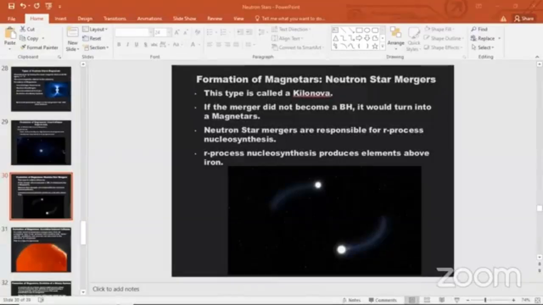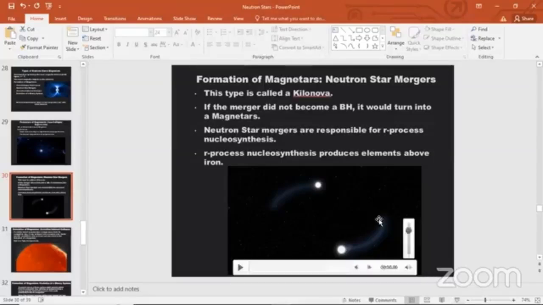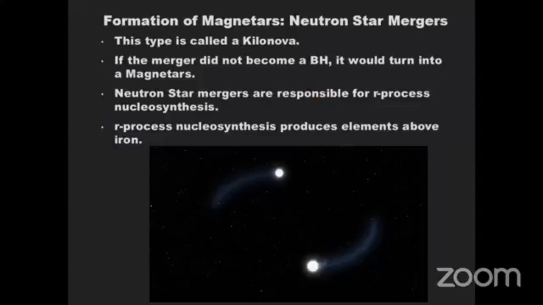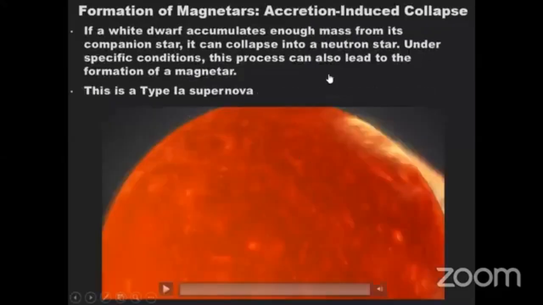So as I was saying, all the precious elements, the gold, the silver, the platinum, the uranium, all of them were birthed through these neutron star mergers. So we call that the r-process nucleosynthesis. Now we have accretion-induced collapse.